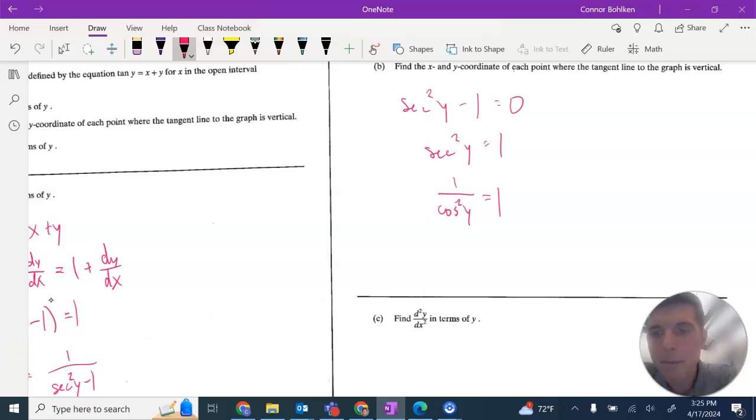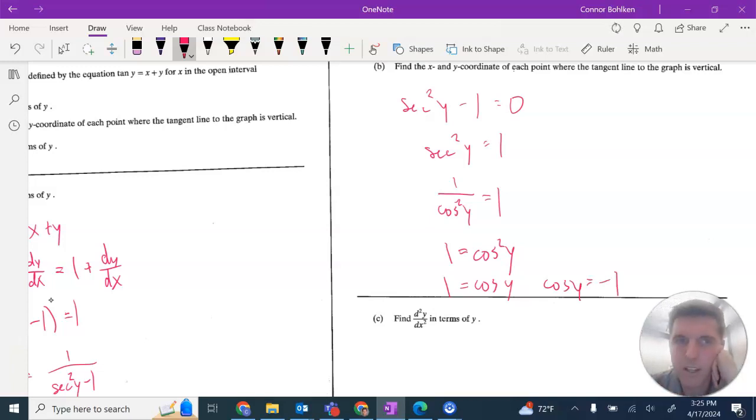And then we can just multiply by cosine squared. So really we're just finding when cosine squared of y equals 1. Square root of cosine squared is cosine, square root of 1 is 1. So where is cosine equal to 1? Or where is cosine equal to negative 1? Let's see.